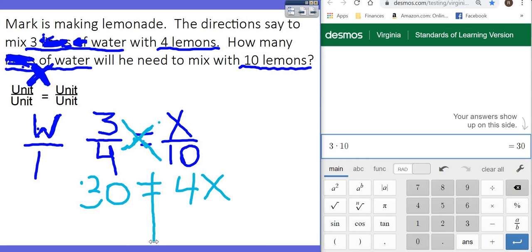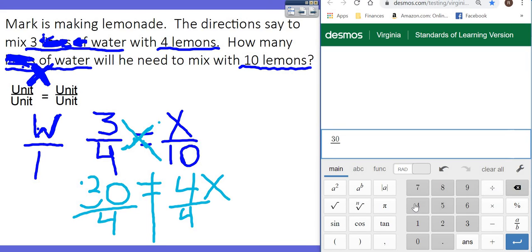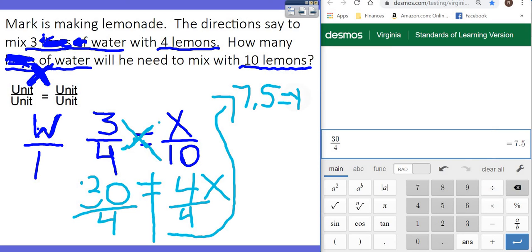Now I have an equation, and I know I need to get that X alone. So I'm going to go back to my calculator, but I'm going to write here first. I'm going to divide each side by 4 so I can figure out what X is. So 30 divided by 4 gives me 7.5. So since I ran out of room, coming over here, 7.5 equals X. So that means that I'm going to need 7.5 liters of water to go with the 10 lemons.